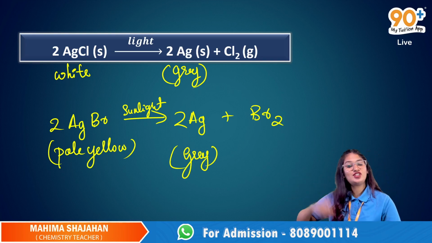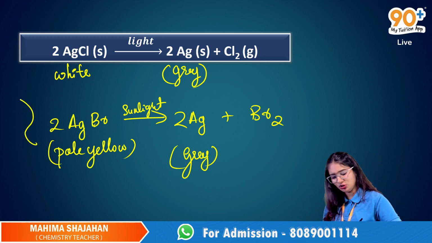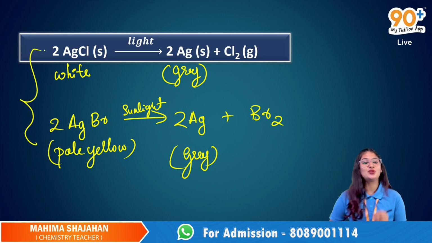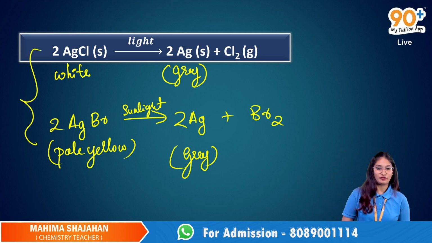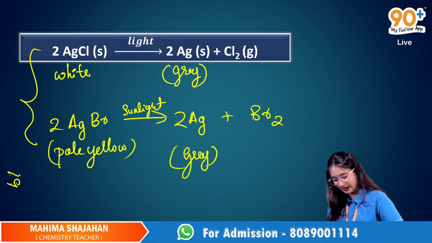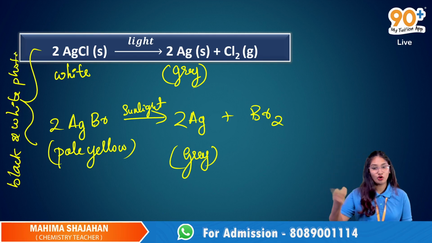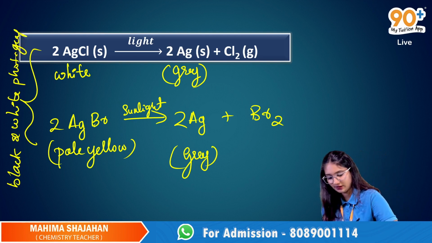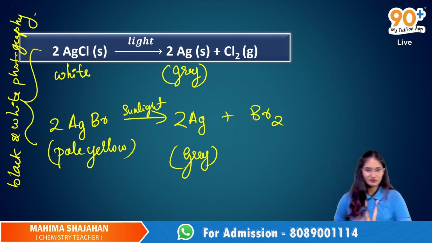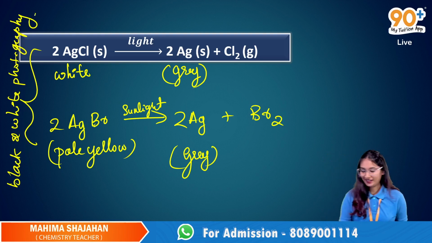ഇങ്ങനെ color change തരുന്നോണ്ട് തന്നെ both of these silver salts are used in black and white photography. Okay, black and white photography. That's it. Simple alle? Yeah, that's it.